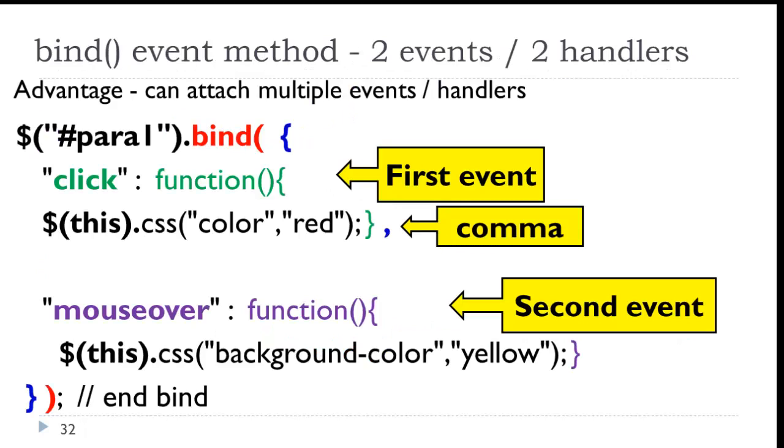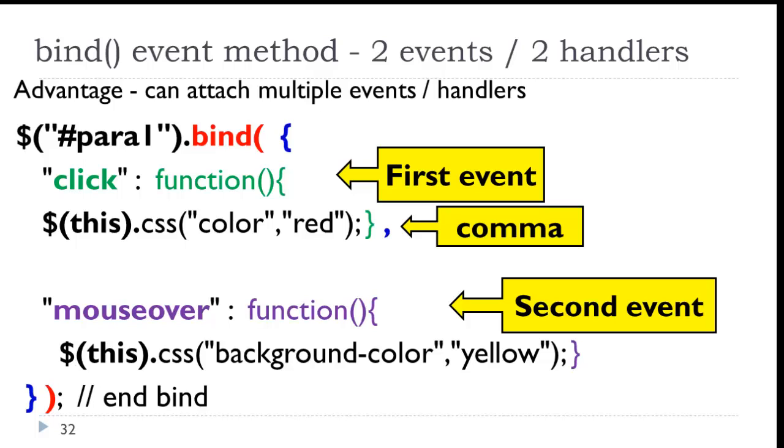Another advantage of the bind method, and remember bind was replaced by on, is that you can attach multiple events and multiple handlers. All right, so here's my selector #paral1, and I have the bind event method. Inside the code to be executed in the curly braces, if I am calling a click event, I will execute a certain function. Notice the syntax. So this is the first event and handler that we're calling, and that will be separated by a comma.